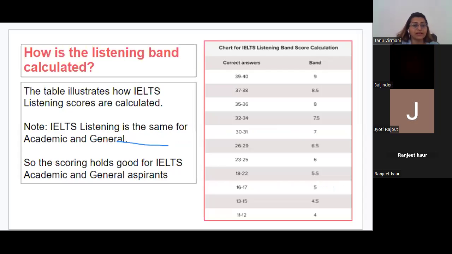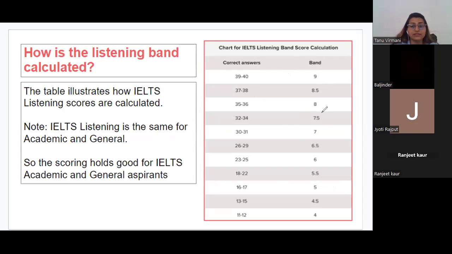How are your listening bands calculated? So your listening bands are calculated in this format. The number of correct answers will be converted into band scores. Now, what is your requirement? What is your desired band score? Anyone? 7, or 7.5.